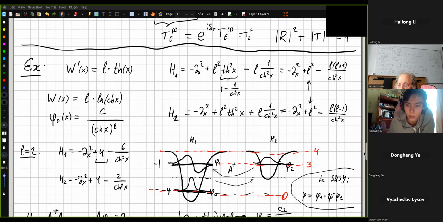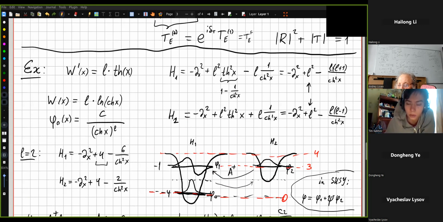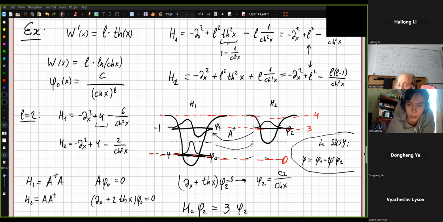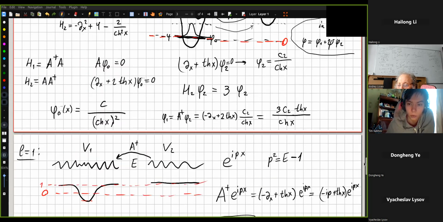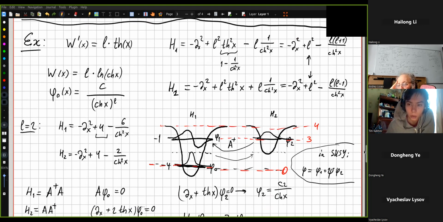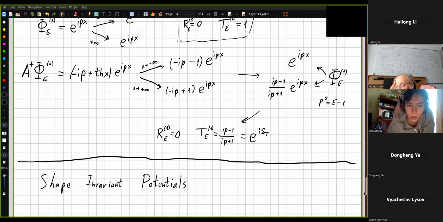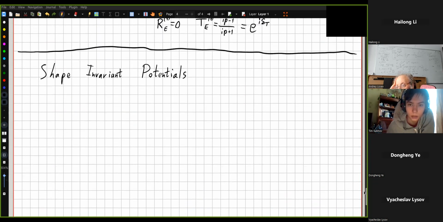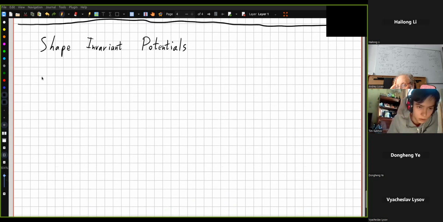So here we had some constant over hyperbolic cosine squared, and in the partner Hamiltonian we had the same thing, just the constant was L times L minus 1 instead of L times L plus 1. Right? So let's see, why is it an important case? Well, assume that we know how to solve the original problem. So assume that we have such a property.